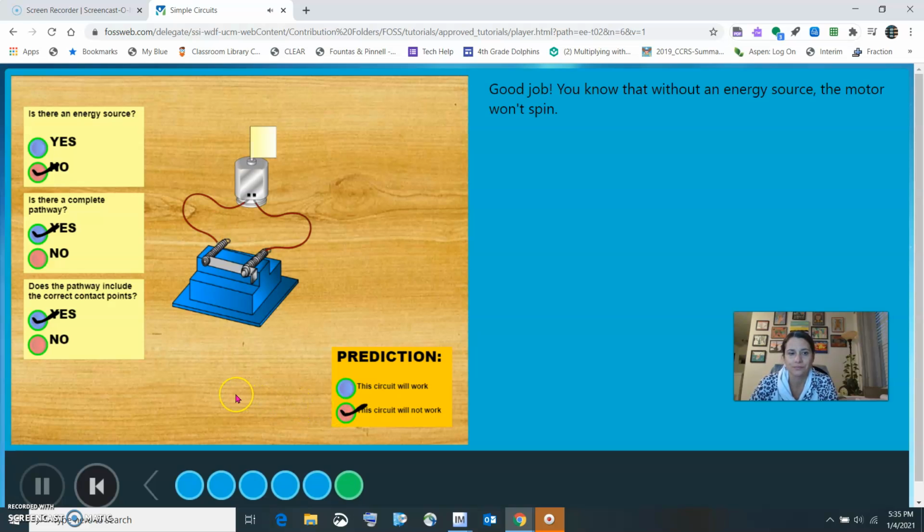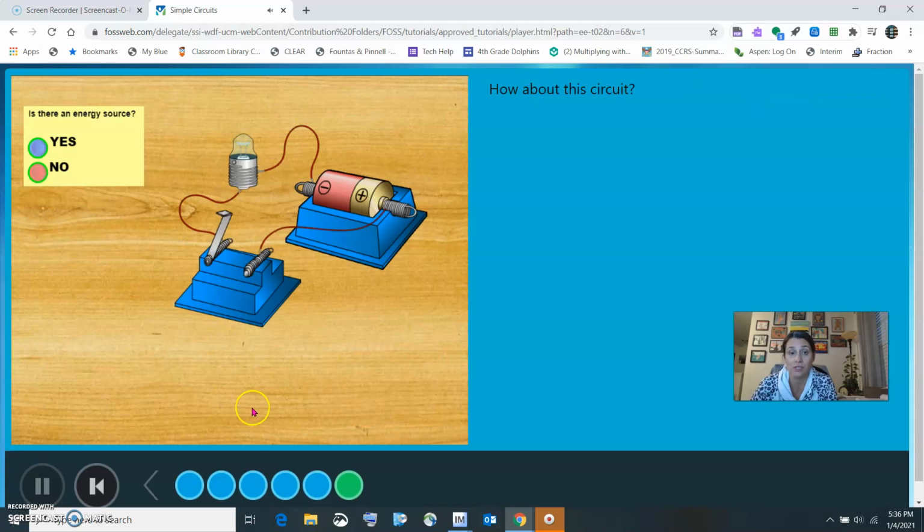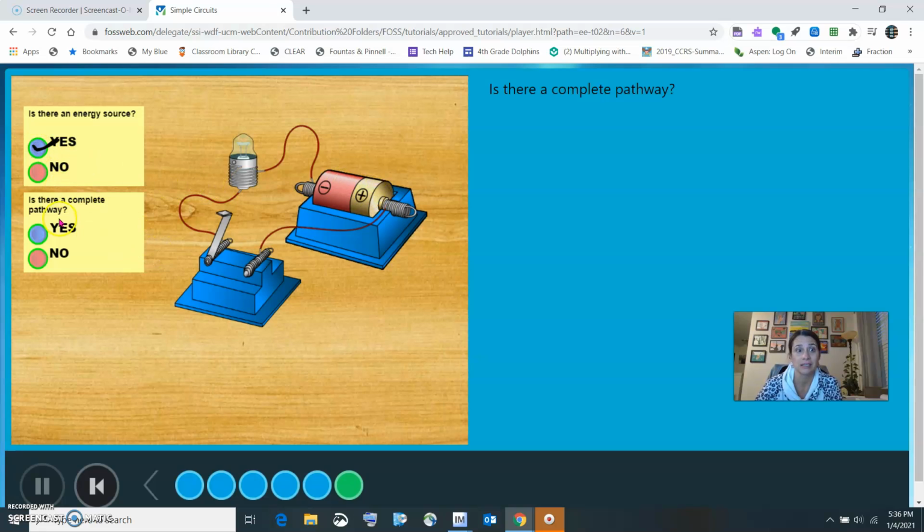You know that without an energy source, this won't spin. Okay, circuit number 2. Is there an energy source? Do we have the battery? Yes, we do. So let's click yes.